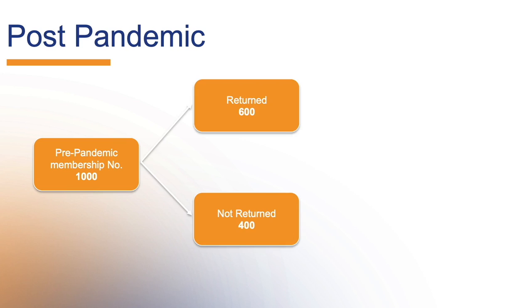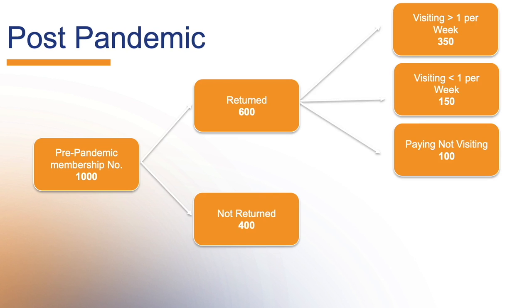So assuming that you had 1,000 members pre-pandemic, post-pandemic, you've got 600 that have returned and 400 that have not returned. Of the 600 that have returned, let's group those into visits and not visiting, or low visit frequency. So the top group, visiting once per week or more.